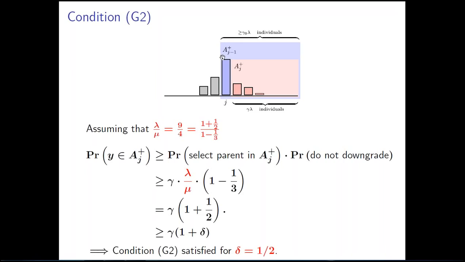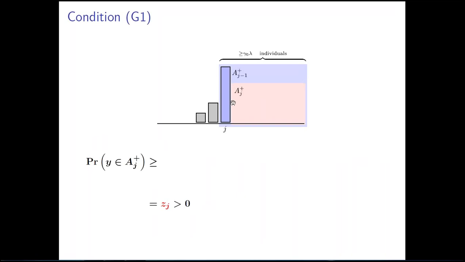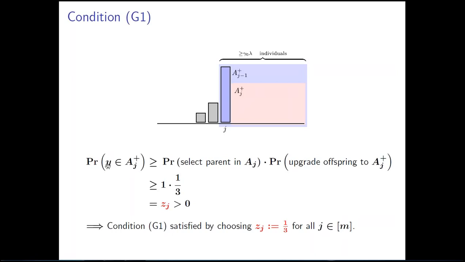Condition G1 is when we have no individuals at the high level. This is the case here. Then we just need to show that there is some probability of upgrading. The way we can do this is that we sample an individual here and we upgrade. The probability of upgrading is 1/3. So the probability of sampling something in this part of the search space is the probability of selecting a parent here, which is probability 1, and then the probability of upgrading.